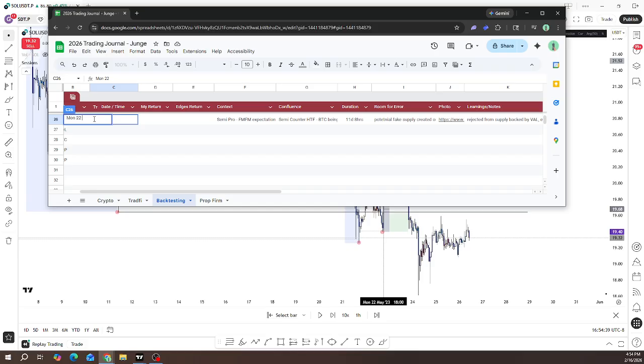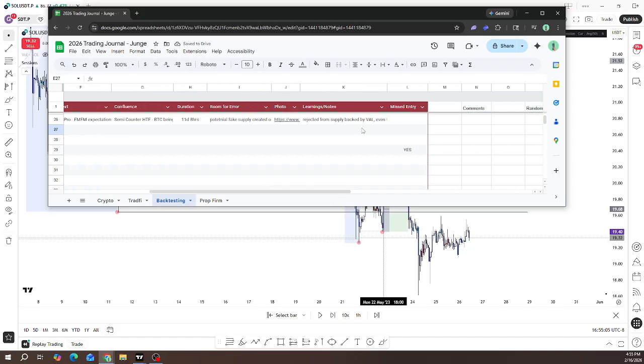So Monday, 22nd May at 6 p.m. And my return was -1%. Edge's return was also -1%. Did not miss the entry. Ejected from supply back to volume area low, even though the zone was small.